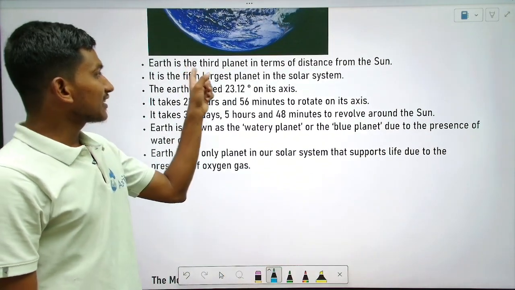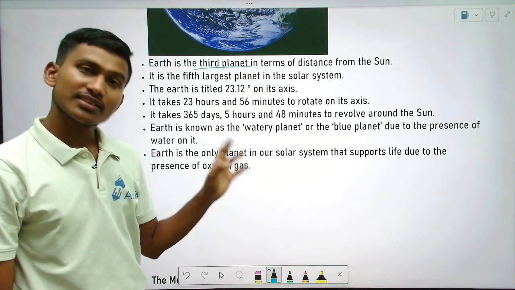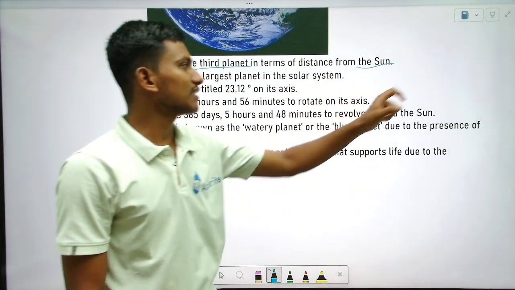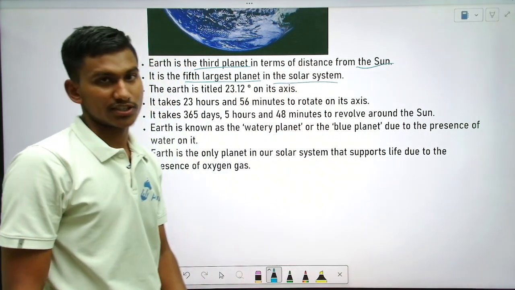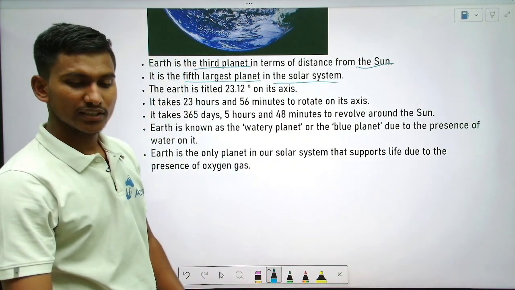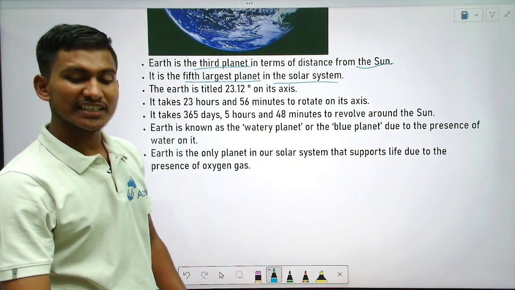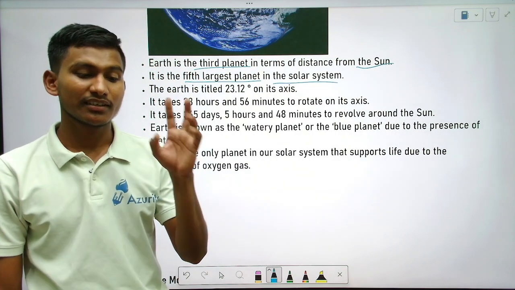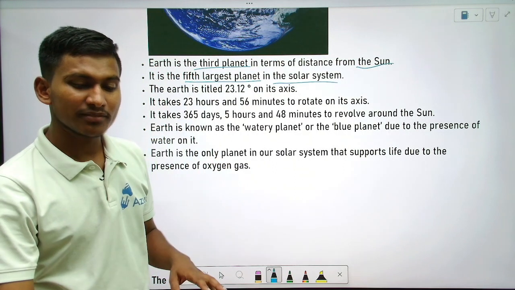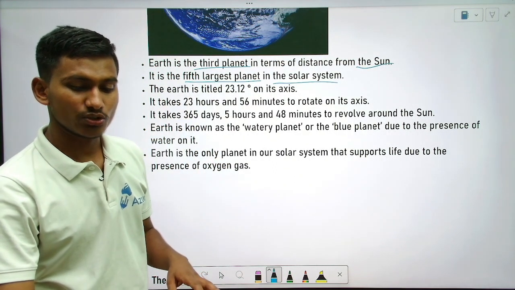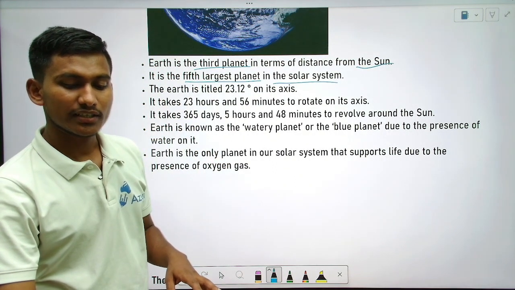So Earth is at the third place from the Sun. It is the fifth largest planet in the solar system. Remember, the smallest planet is Mercury. And which is the bigger planet? Jupiter. Okay, good.